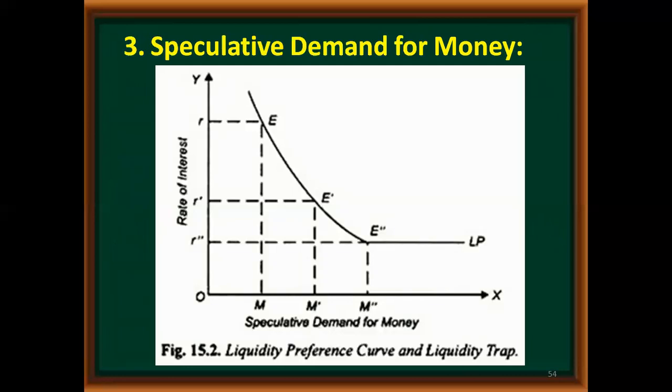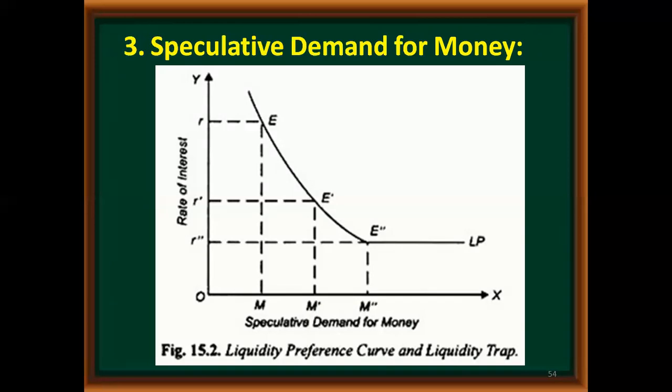Now you can see here in the diagram LP, that is your liquidity preference, that this curve is becoming flatter, horizontal, at the rate of interest R double dash. That means if the rate of interest falls to a minimum level, the liquidity preference will become inelastic. There will be no effect of rate of interest on liquidity preference if it falls to the minimum level. So that is your liquidity preference curve when it becomes flatter.